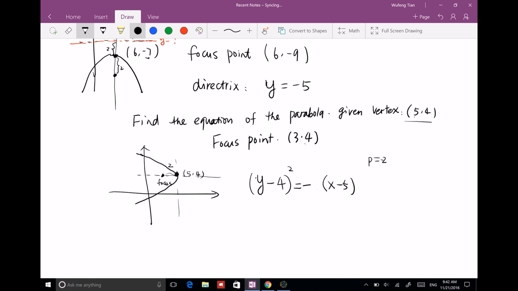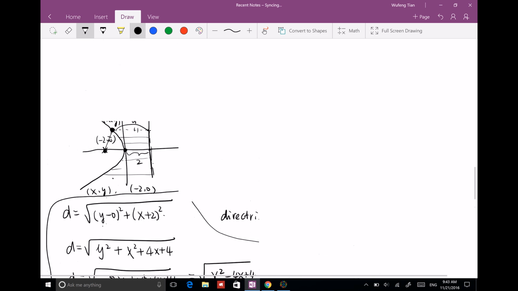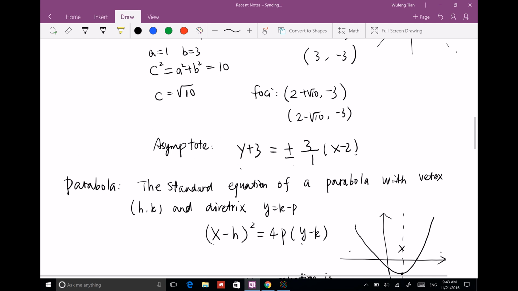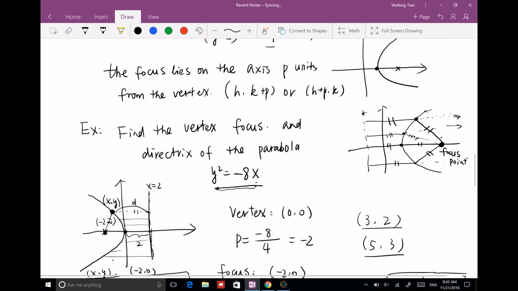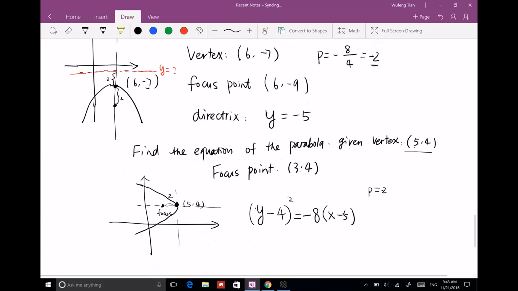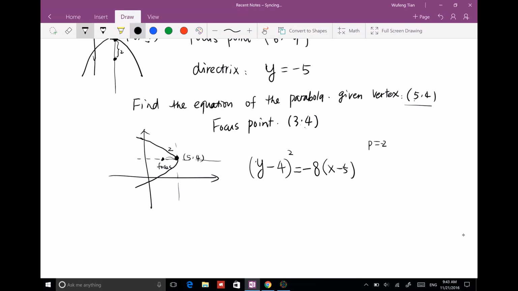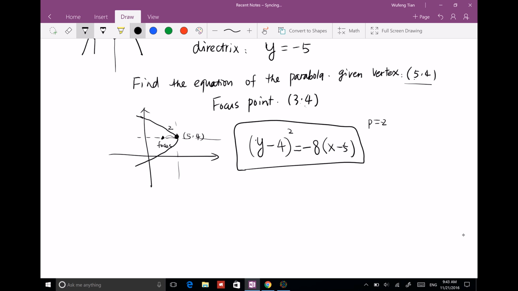Would it be just 2? Or no, it'd be 4, so it'd be 1/2. No, it's 8. You got it right. -8. Because look at this, it's 4p. 4p times that. Okay, so it's 4 times the distance. If the distance is 2, so this is the 8. So it's -8. So now we're done with this. Okay, all right, one more example.